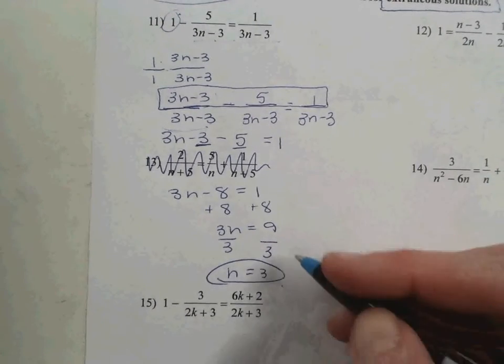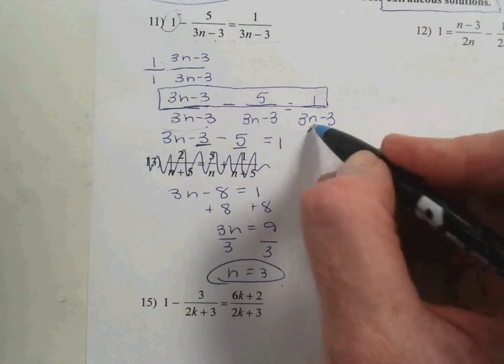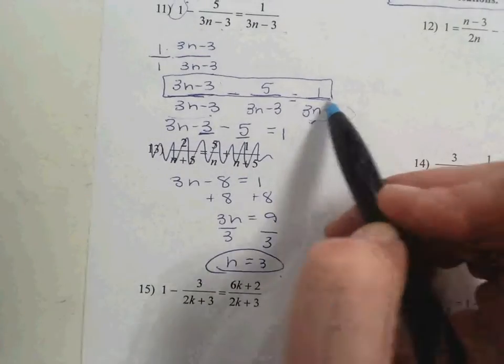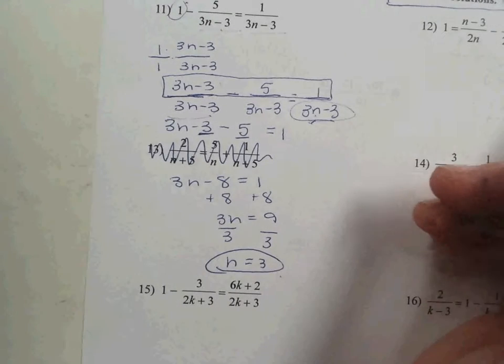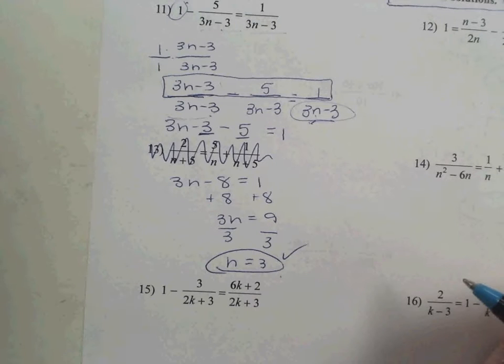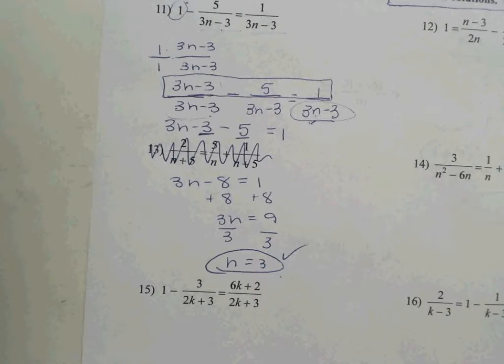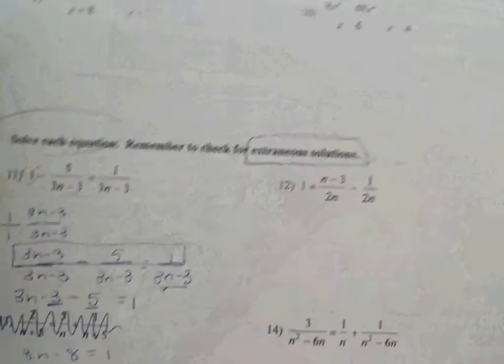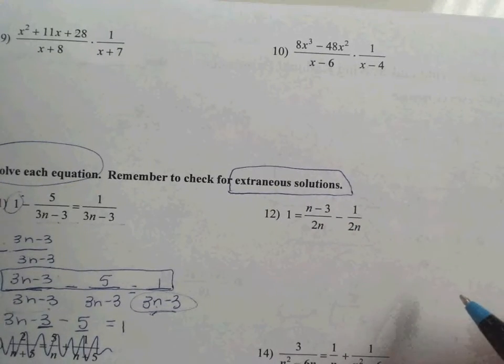And to check, we want to plug that back into the denominator and make sure it doesn't equal 0. If I plug a 3 in, 3 times 3 minus 3, that's 9 minus 3, which is 6. Doesn't equal 0, so I'm good. I put a check mark there just to remind myself I already checked. I made sure it didn't equal 0. If it equals 0, it's called an extraneous solution, and it's not a solution. And what do you do? You would just write extraneous solution. So that would be that.